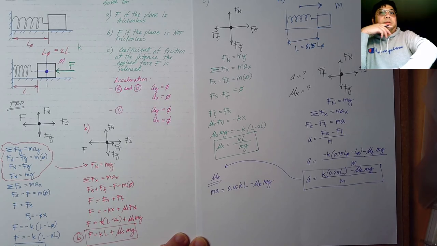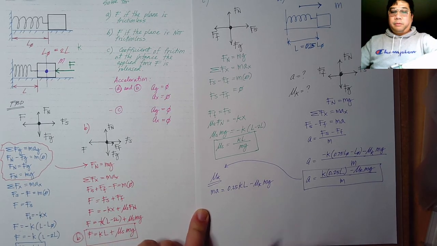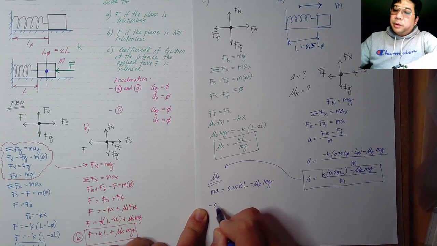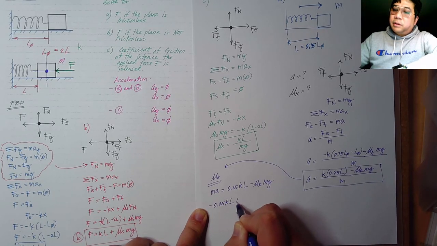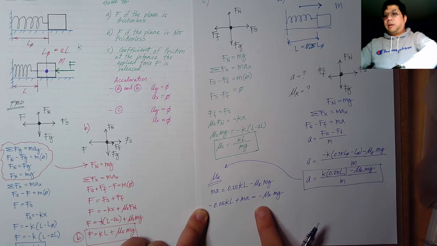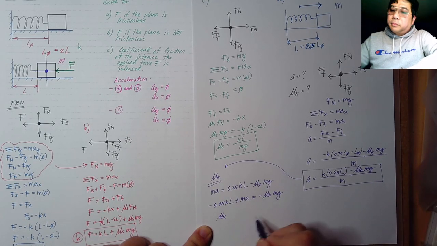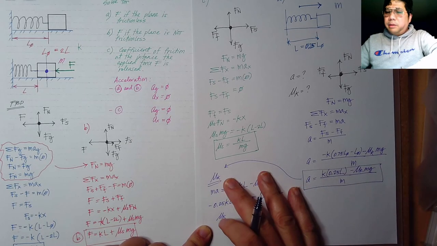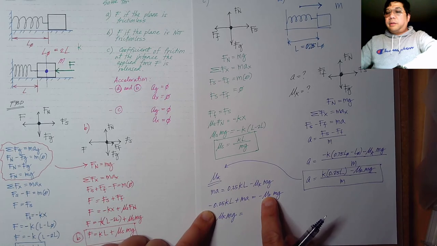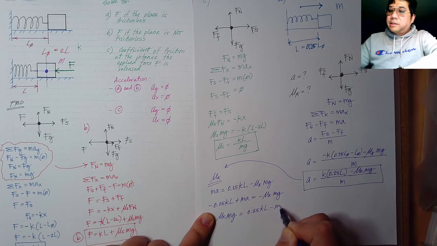So m times g. Now that we have the friction, the coefficient of friction is negative. All right, so let's move this to the other side. So this will give us negative 0.25 kl plus m sub a equals negative mu k m of g. Now I don't want my negative to be there, so let's have this one mu k, multiply both sides by negative, and I want my mu k, or my coefficient of kinetic friction, on the left side of the equation, just to organize it. Negative times negative, so that is positive 0.25 k times l minus mass acceleration.